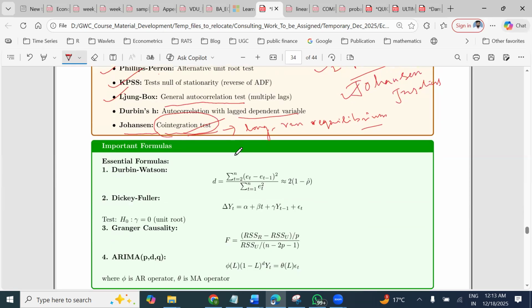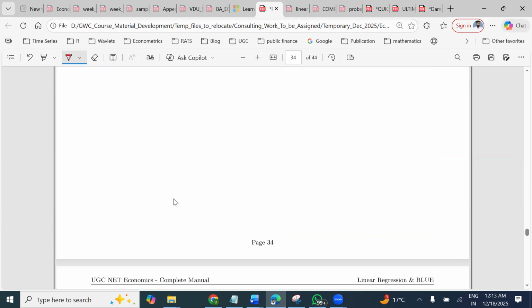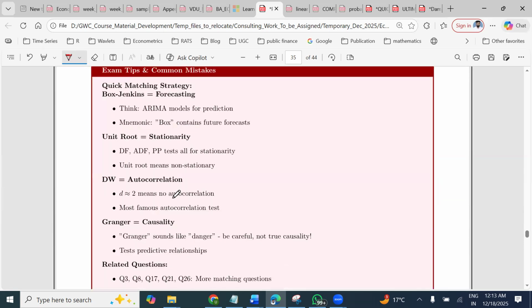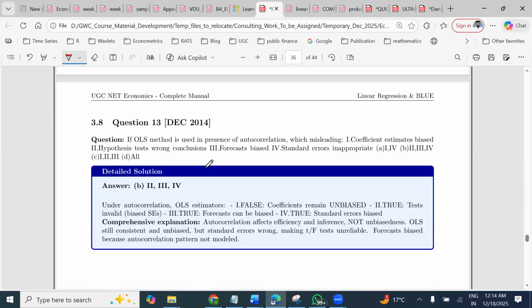Now these are the different formulas, which you don't need. So now we proceed. Already we know all this about autocorrelation. If the value is 2, it means there is no autocorrelation, isn't it? So Granger equals causality. Granger sounds like danger, so be careful. It is not true causality. It tests basically a predictive relationship. Now we'll go to the next question.